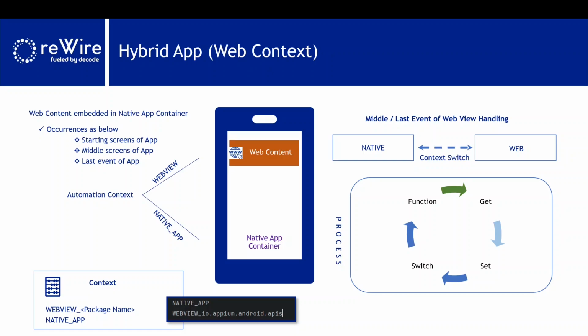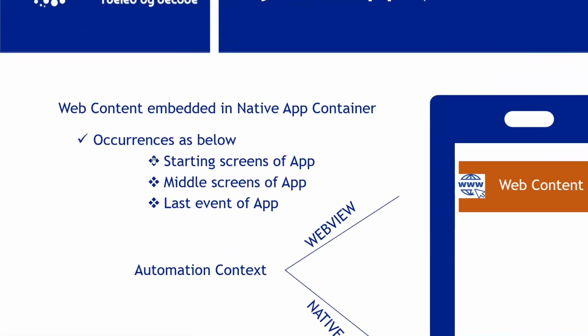We are saying hybrid app, so a few of the technical terms that I'm going to give you over here. First thing is web content embedded in the native app container. This hybrid app comes in various ways, sometimes based on the architecture of the app.